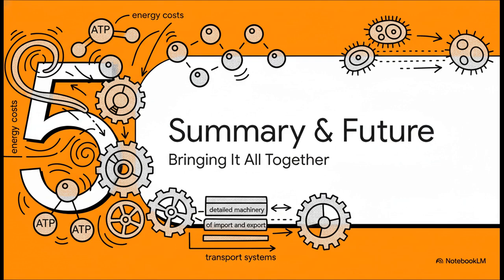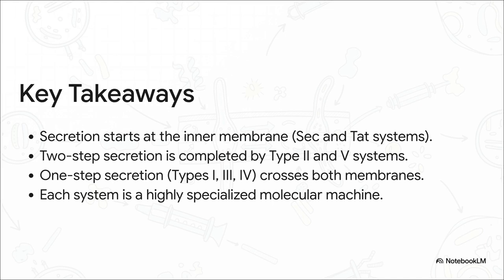Whew. Okay, we have covered a lot of ground there. We've gone from the basic energetic costs all the way through to the nitty-gritty of some of these incredible import and export machines. So let's take a moment to pull it all together and nail down the key takeaways. All right, let's recap. What do you need to remember? First, protein secretion always starts at the inner membrane, and the cell has two choices, the Sec system for unfolded proteins or the TAT system for folded ones. From there, it can be a two-step process, finished off by the type 2 and type 5 systems, or the cell can go for the direct route, a one-step process using the type 1, 3, or 4 systems that goes straight from the cytoplasm to the outside.